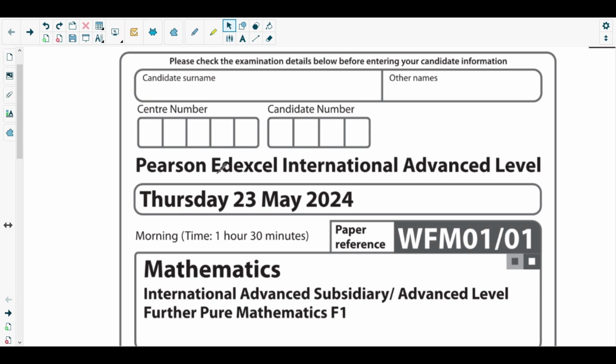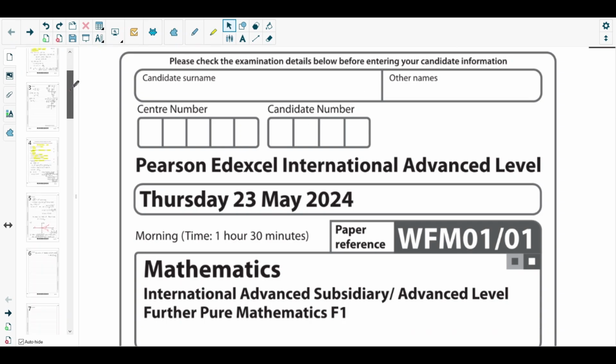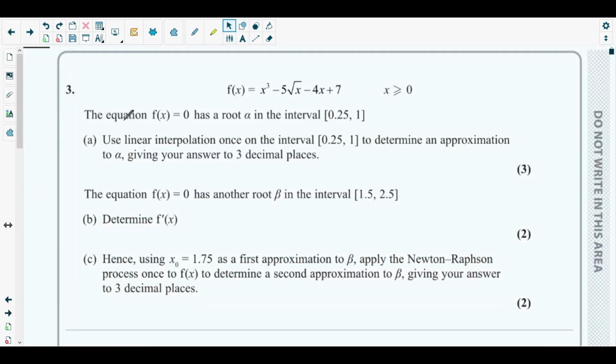In this video, we will be solving question number 3 from one of the most recent past papers of Further Mathematics, which is the May 2024 F1 paper. So let's get started with the third question of the paper.